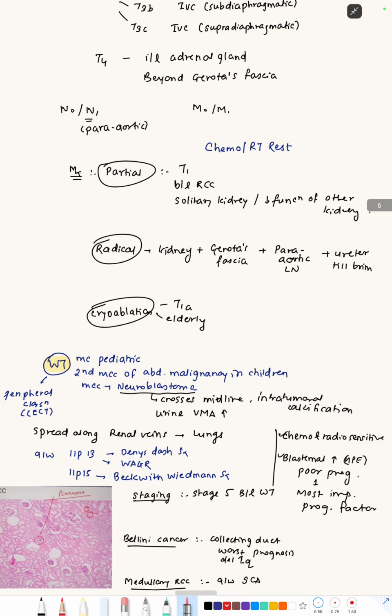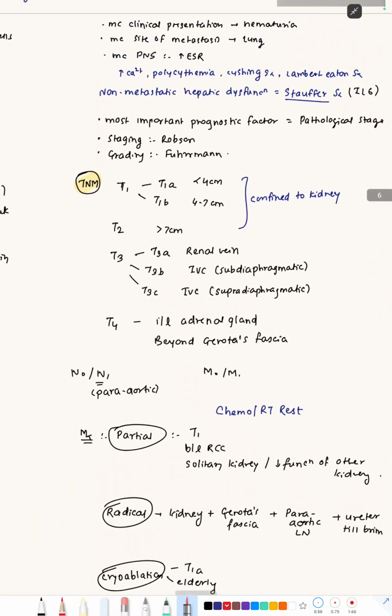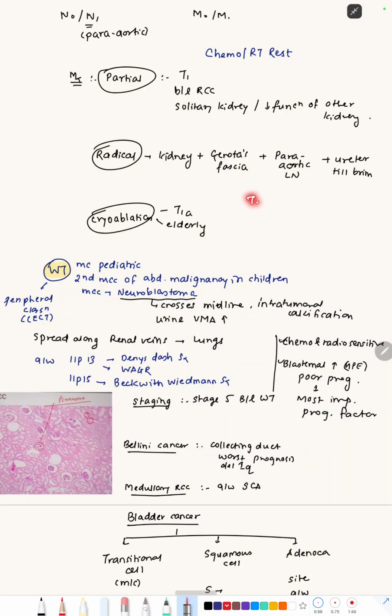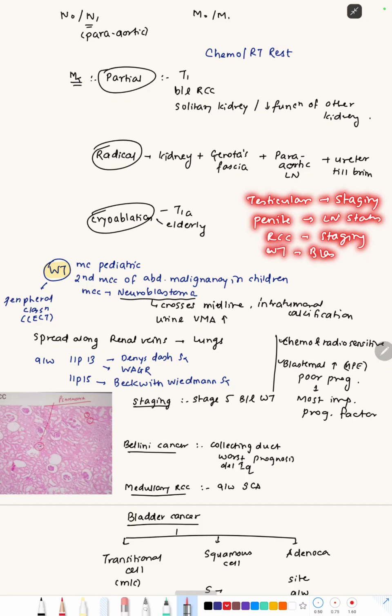So the most important prognostic factor here is the blastemal component, while the most important prognostic factor in renal cell carcinoma is pathological staging. We have studied testicular tumor, where the most important prognostic factor was the staging. Then in penile cancer, the most important prognostic factor was the lymph node status. In RCC, it was again the staging, and in Wilms tumor, it is the blastemal component in the HPE. So these are the important prognostic factors.